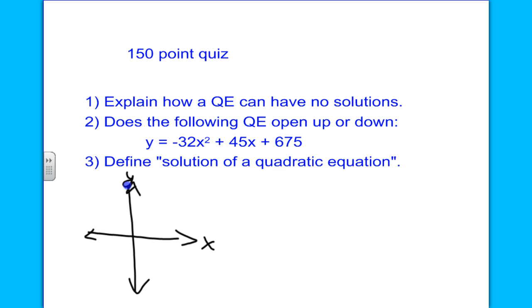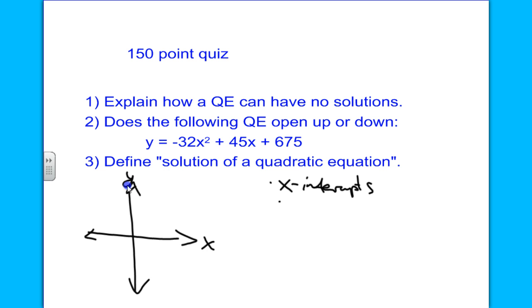So let's go down to number 3 first. Let's correct number 3. Define the solution of a quadratic equation. Nico: No x-intercept. Oh, okay, you're answering number 1, kind of. So the solution of a quadratic equation is an x-intercept. One answer is x-intercept.